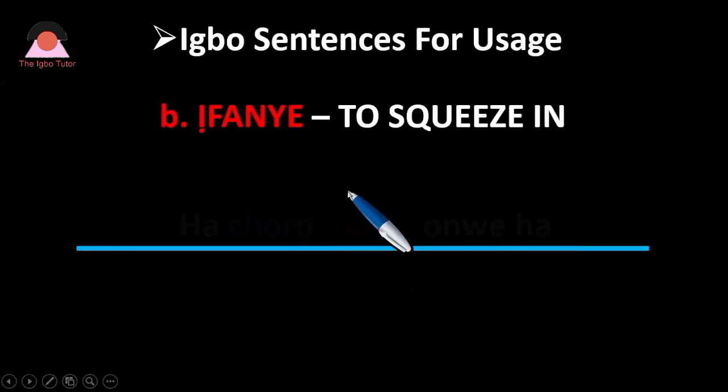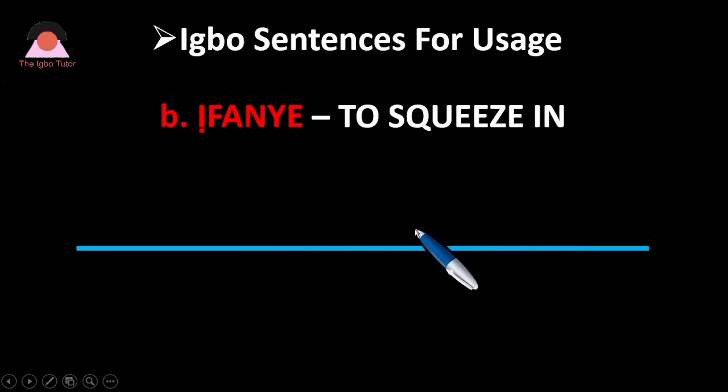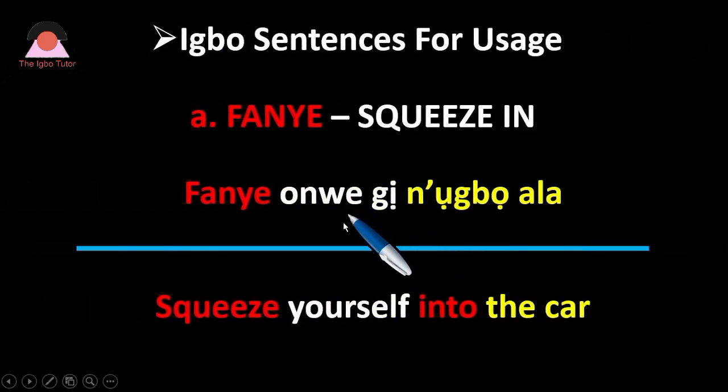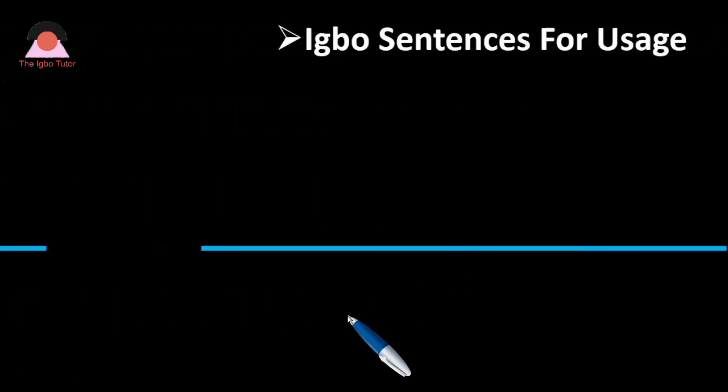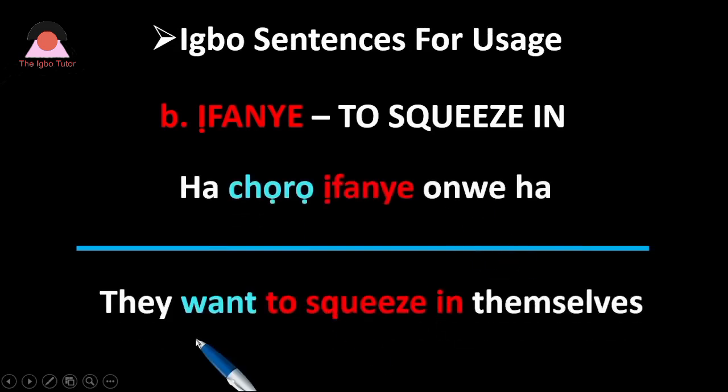Let's move on to B. B is ifanye, to squeeze in. Ifanye. A sentence now. Ha chọrọ ifanye onwe ha. In the other case, we said in the first sentence here, onwegi is yourself. But when you go on here, onweha is themselves, as you can see here, themselves. So, ha chọrọ ifanye onweha. They want to squeeze in themselves. Onweha, themselves. Onwegi, yourself. Okay?